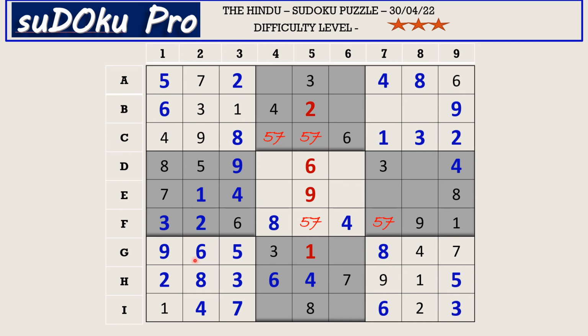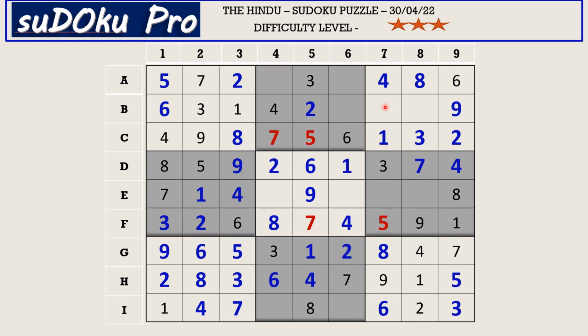Now in G row, the only missing number is 2. In D row, there are 3 empty cells and the missing numbers are 1, 2 and 7. There is 1 and 2 blocking from here. So D8 takes 7. There is a 2 blocking from here. So D6 takes 1 and D4 takes 2. So this 7 cancels out the 7 here in F7. So F7 is now 5. F5 is 7. C5 is now 5 and C4 is 7.